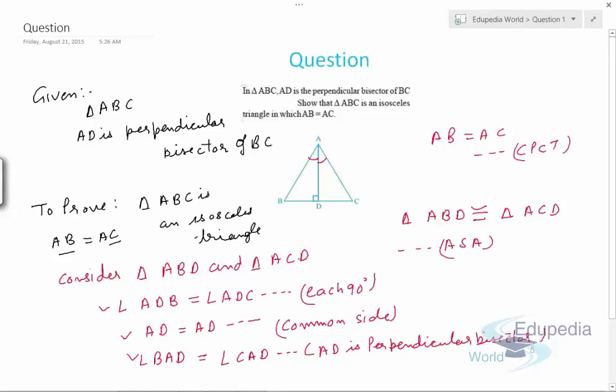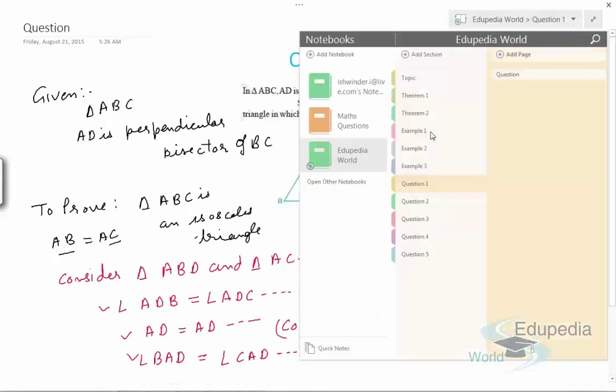Now if one pair of opposite sides are equal, then it's an isosceles triangle. So we can say that triangle ABC is an isosceles triangle. So this is how we can prove these types of questions. So let's move on to the next question, question number 2.